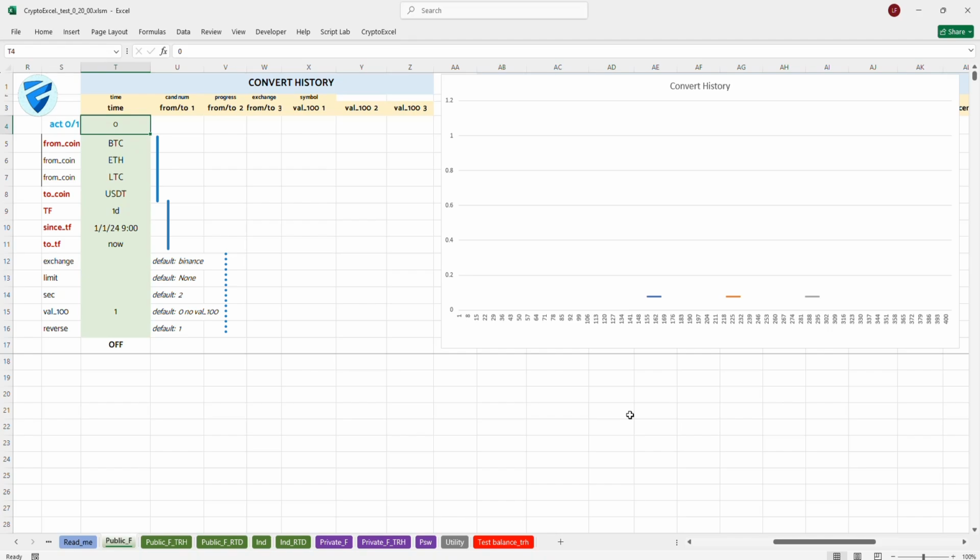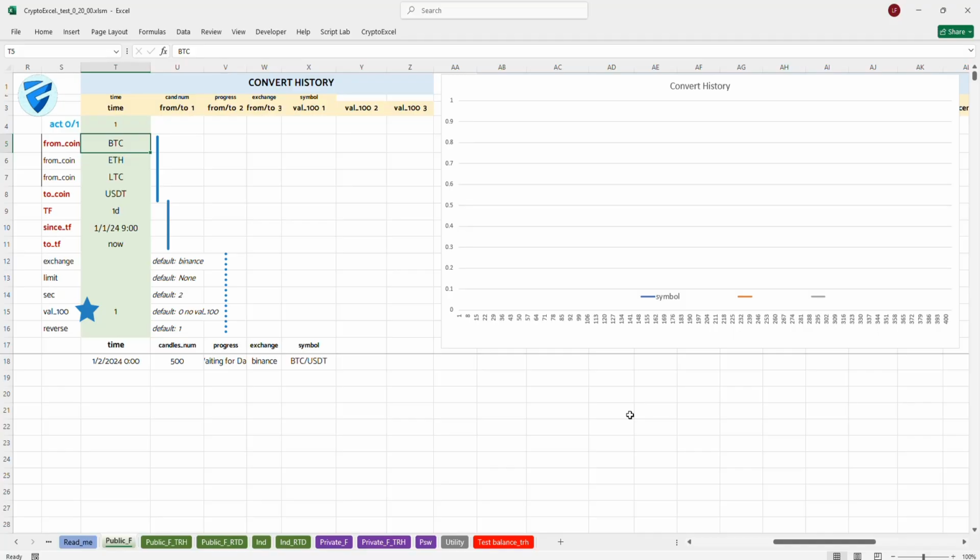There's also a powerful option called val_100. When enabled, CryptoExcel simulates buying 100 units of your target currency at the start of the period. This makes it super easy to compare performance across multiple coins. Behind the scenes, CryptoExcel sends the requests to the exchange, processes the data in Python, and then displays everything neatly inside Excel, no coding required.